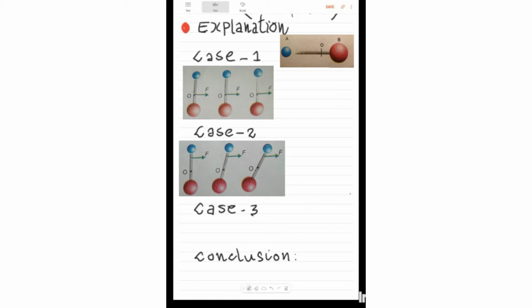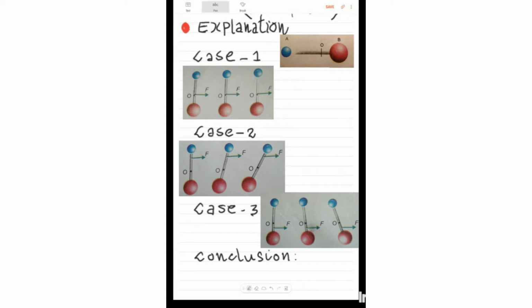Case number 3. Let the force be applied near the heavier particle as shown in the figure. In this case also, the system moves as well as rotates. It means this point is not the center of mass of the system. Now in the end you will write the conclusion.